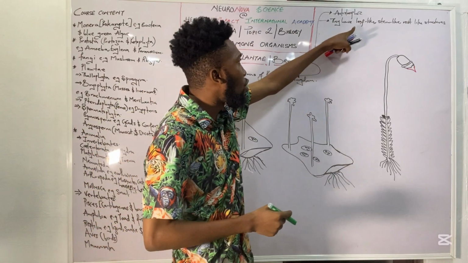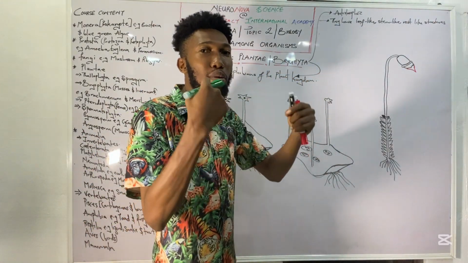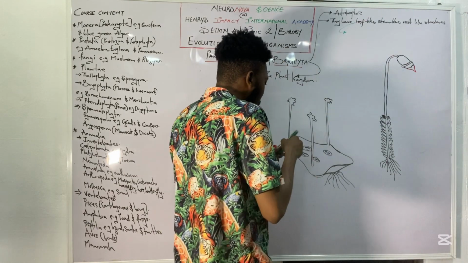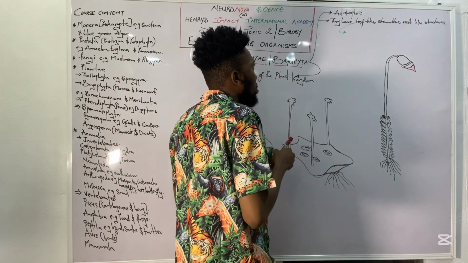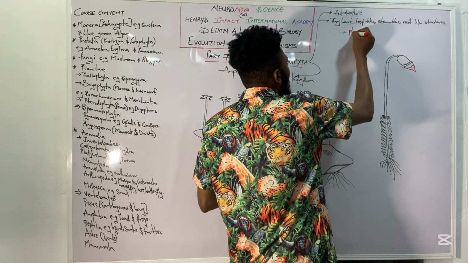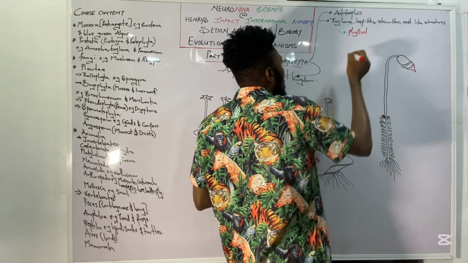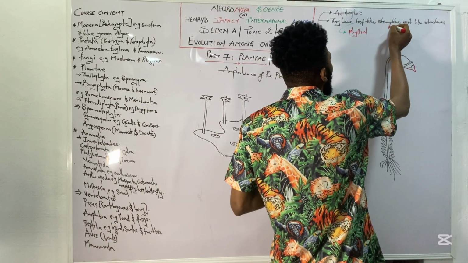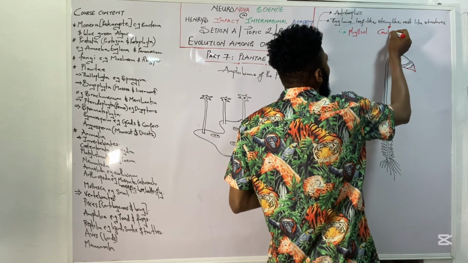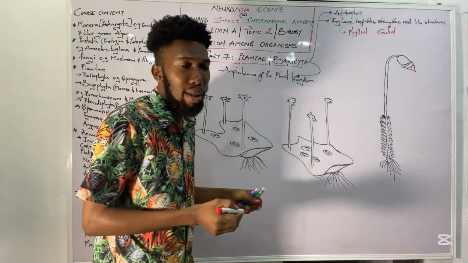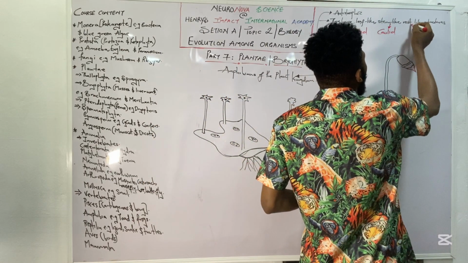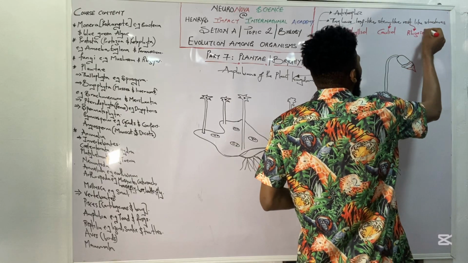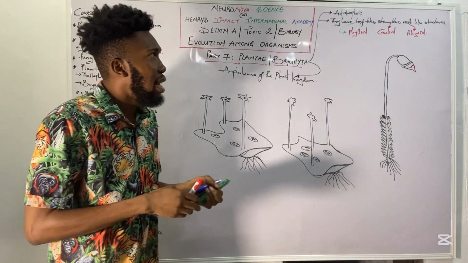That thing that is not a leaf but looks like a leaf in a bryophyte, we call it a phyllid. The stem-like structure we refer to as a caulid. Then the root-like structure is referred to as a rhizoid.